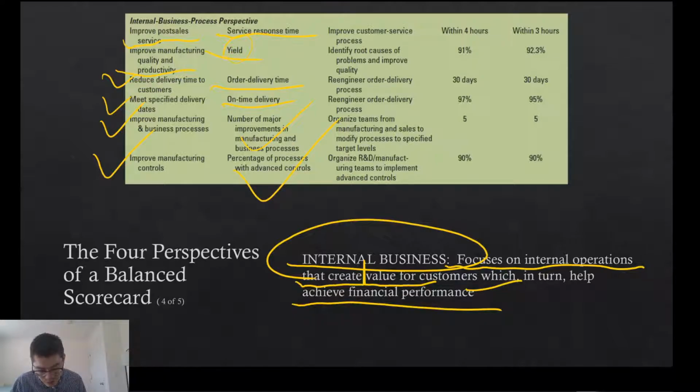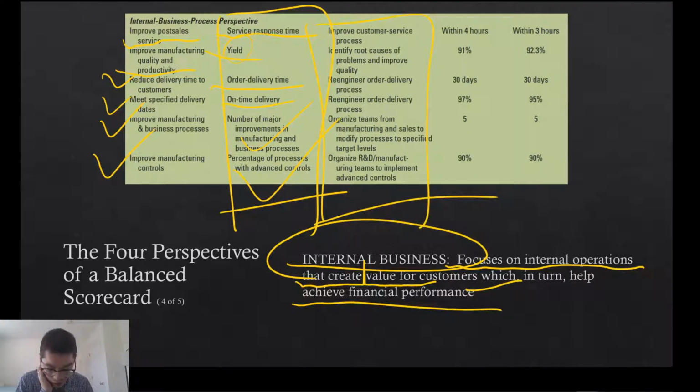percentage of process with advanced controls. So all of these are focused on the business operations perspective, how we are able to increase our efficiency or productivity, and increase qualities of products or services from the business operations side. And here are some of the activities that we can take on to fit all these measures.